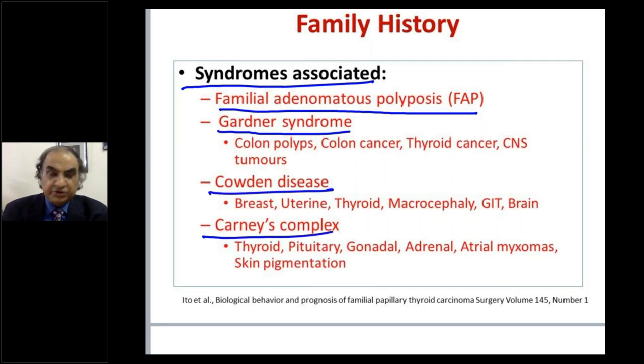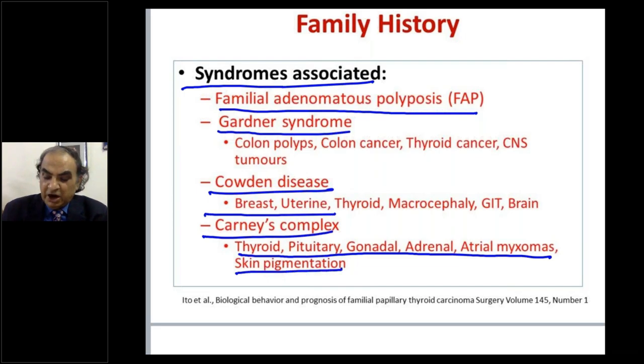Carney's complex is actually often asked. It's thyroid, pituitary, gonadal, adrenal, atrial myxomas, and skin pigmentation, but you should know about it. Cowden's disease, most of us know it's breast, uterine, thyroid, macrocephaly, GIT, brain. And in Gardner, we have the colonic predominantly and CNS syndromes.